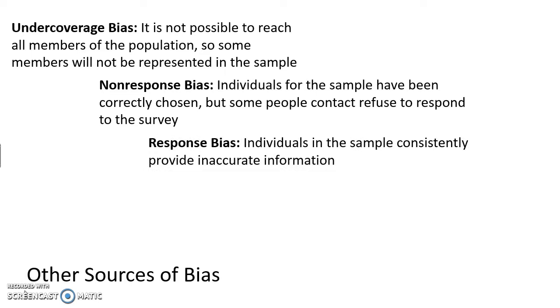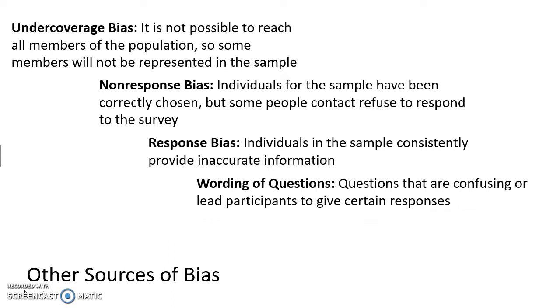Another form of bias is actually response bias. This is when the participants in your survey consistently provide inaccurate information to answer your questions. And the last source of bias is the wording of questions. If questions in a survey are worded in a way that is confusing, or if they're not neutral so that participants are likely to give certain responses, they can also lead to bias in your survey results.